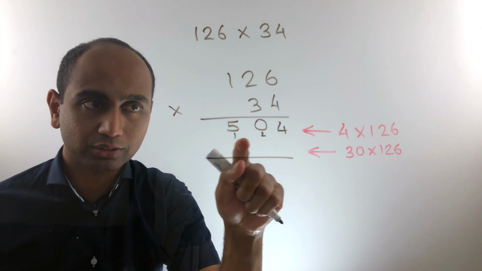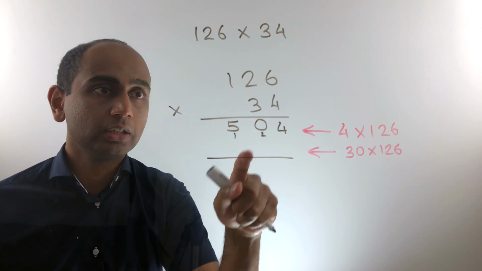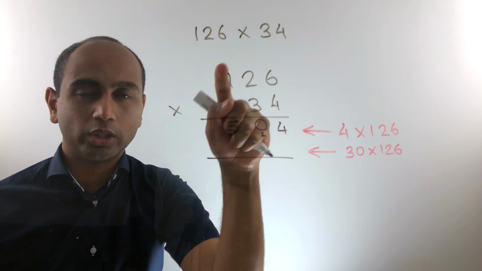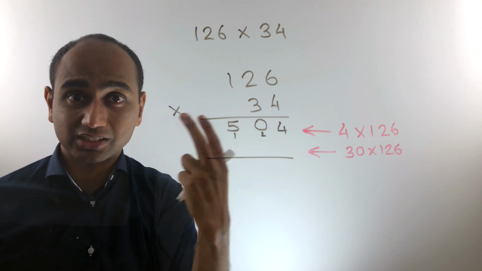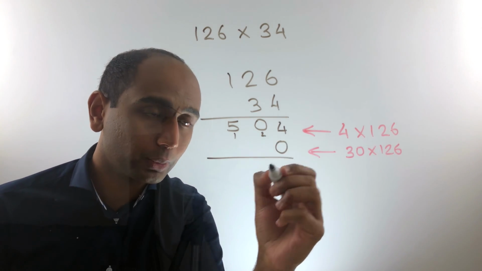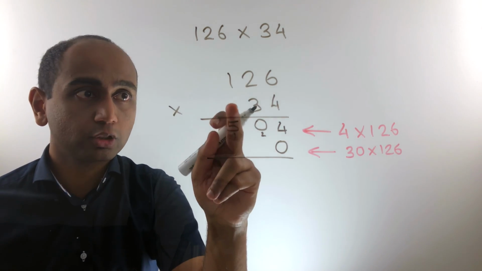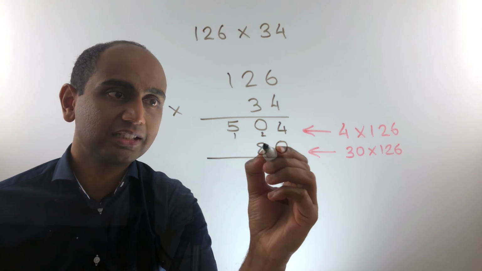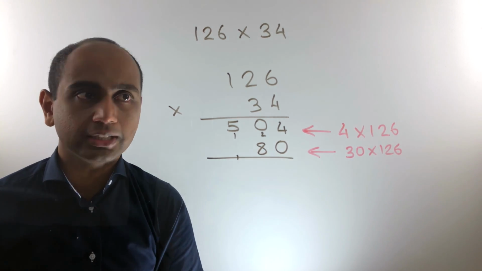We can ignore these little numbers 1 and 2 now. We've dealt with them. Let's focus on 3 lots of 126. But remember, the 3 really represents 30. So we can put a 0 in here and now proceed. 3 multiplied by 6 is 18. So we put an 8 there and a little 1 down here.